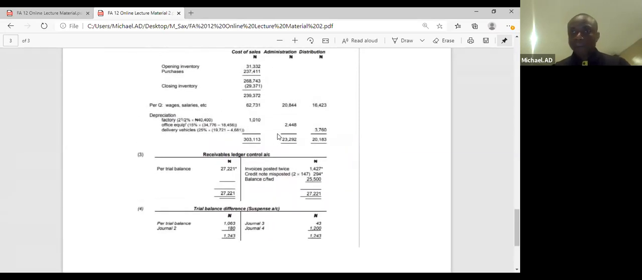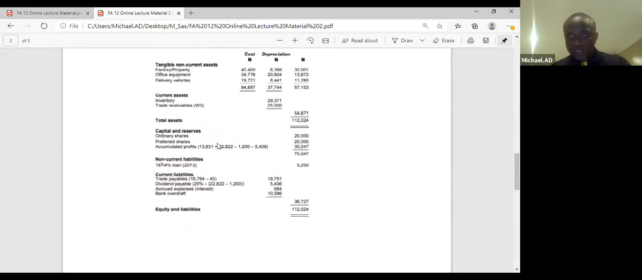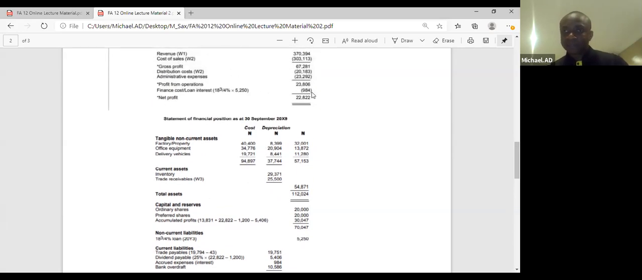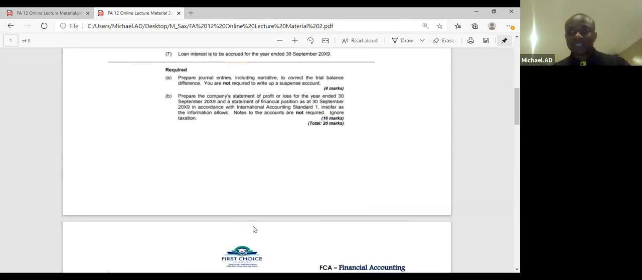So from our accumulated profit, 13,831 plus 22,822. Where did we see this 22,000? Remember our P&L. It's coming down here. So we are adding it. That's the profit for the year. Minus 1,002. Where does this 1,002 come from? The 1,002 of the dividends.